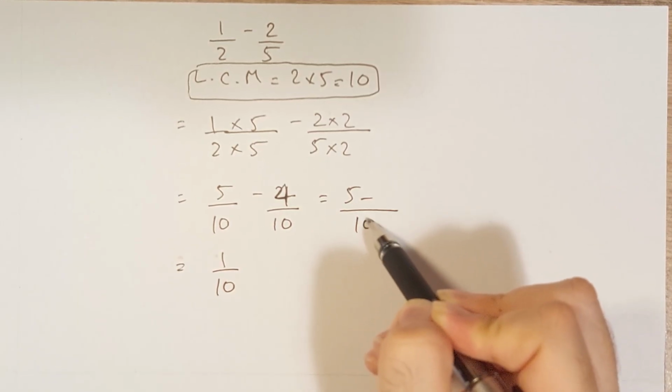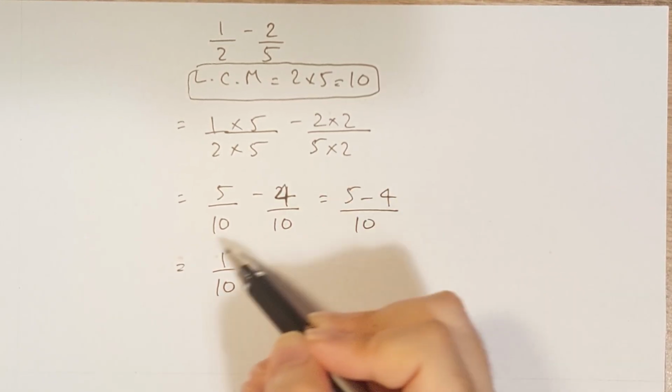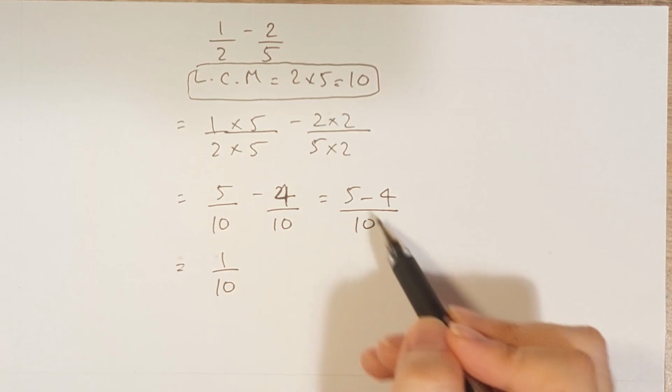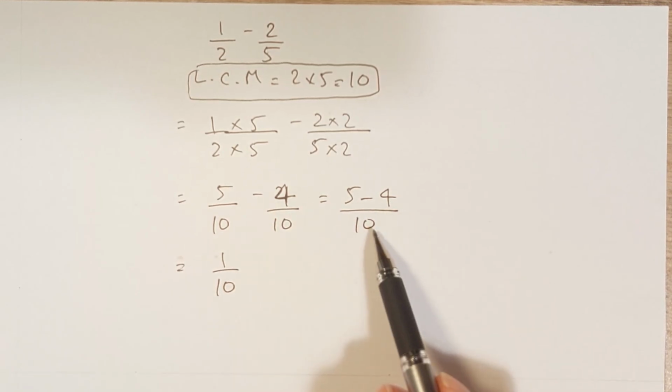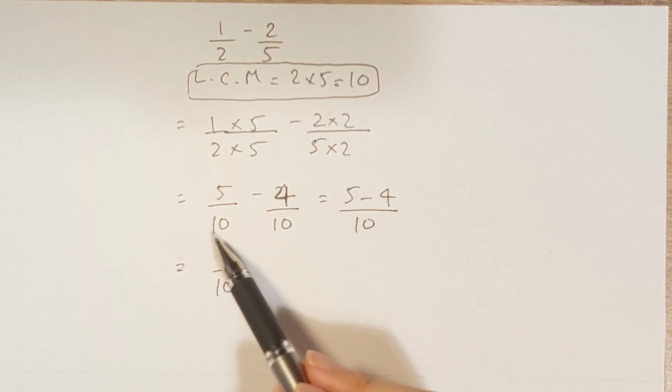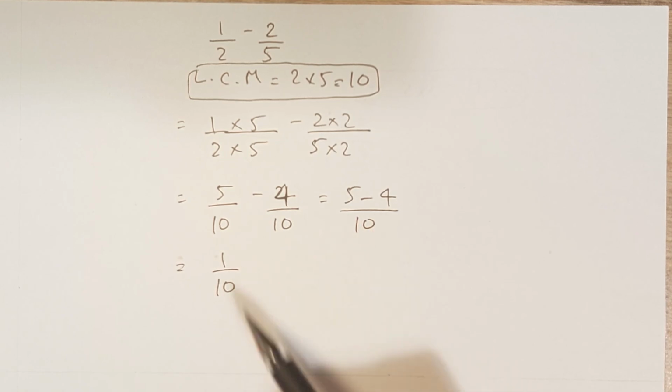So we can write this as 5 minus 4, and we write 10 once because the denominators are the same. And this gives us 1 by 10. We cannot simplify this any further, and so this is the answer.